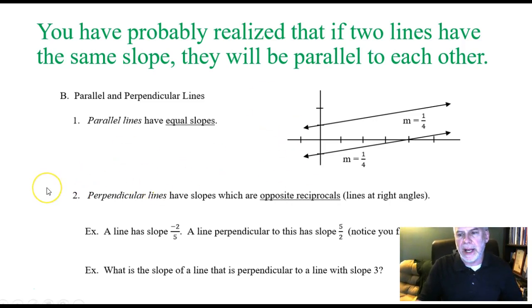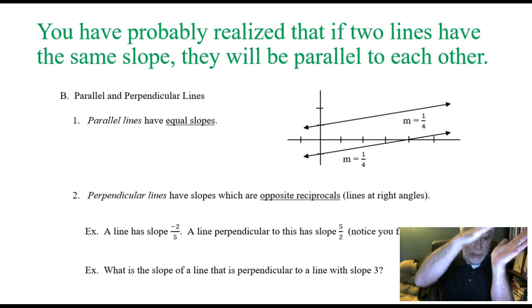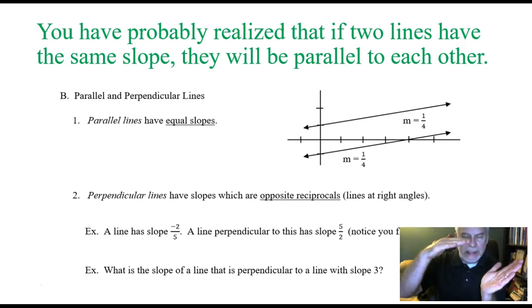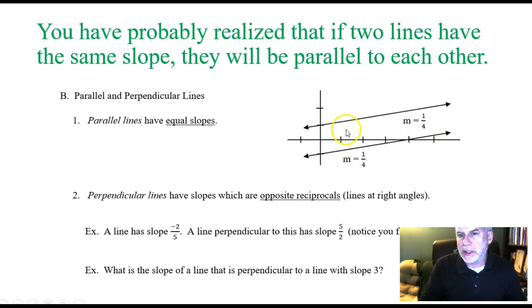Now, you've probably realized that if two lines have the same slope or steepness, and slope measures the steepness, that the line is going up or down if it's a negative slope. So if the steepness of two lines is the same, then they're going to be parallel lines. And so parallel lines will have equal slope values, equal slopes. So in this problem, you see two lines that both have the slope of 1/4. And so they're going to be parallel.